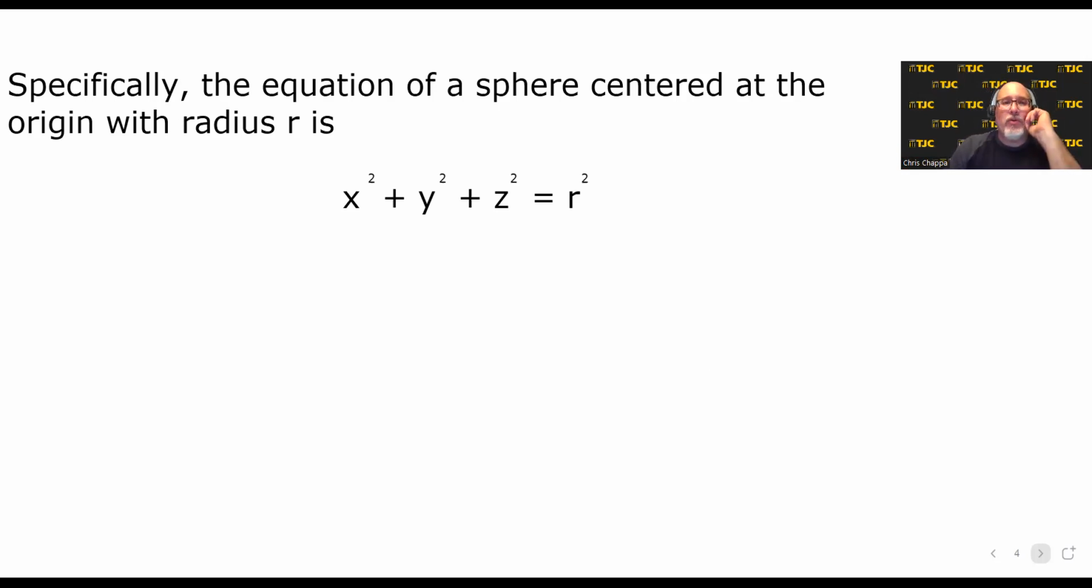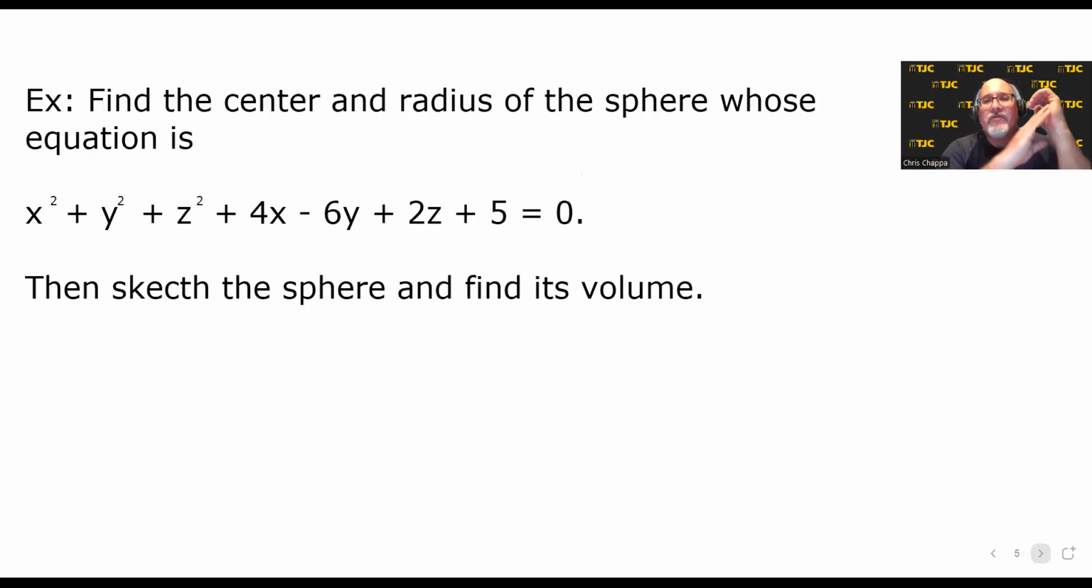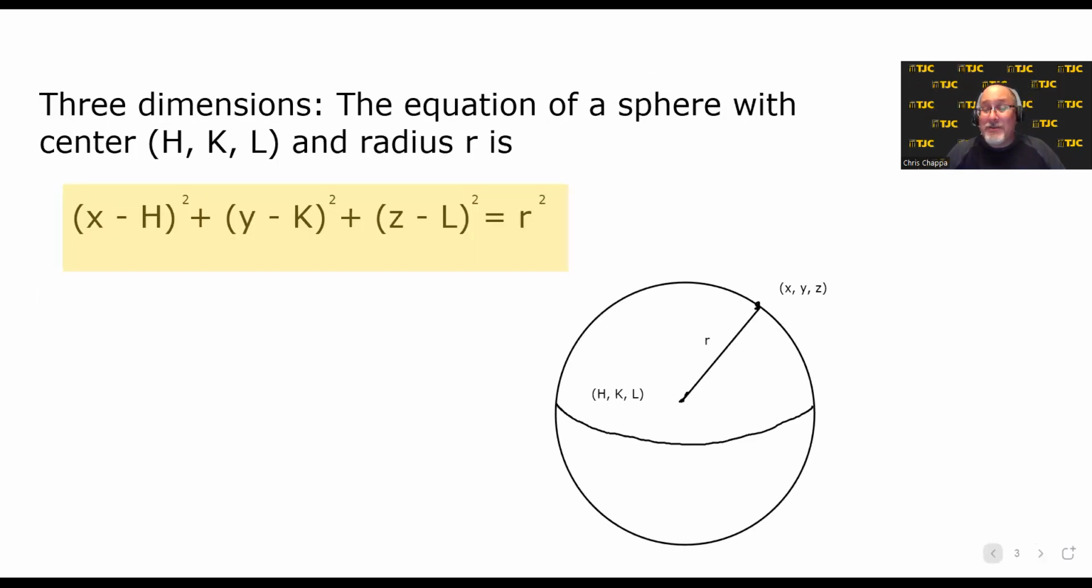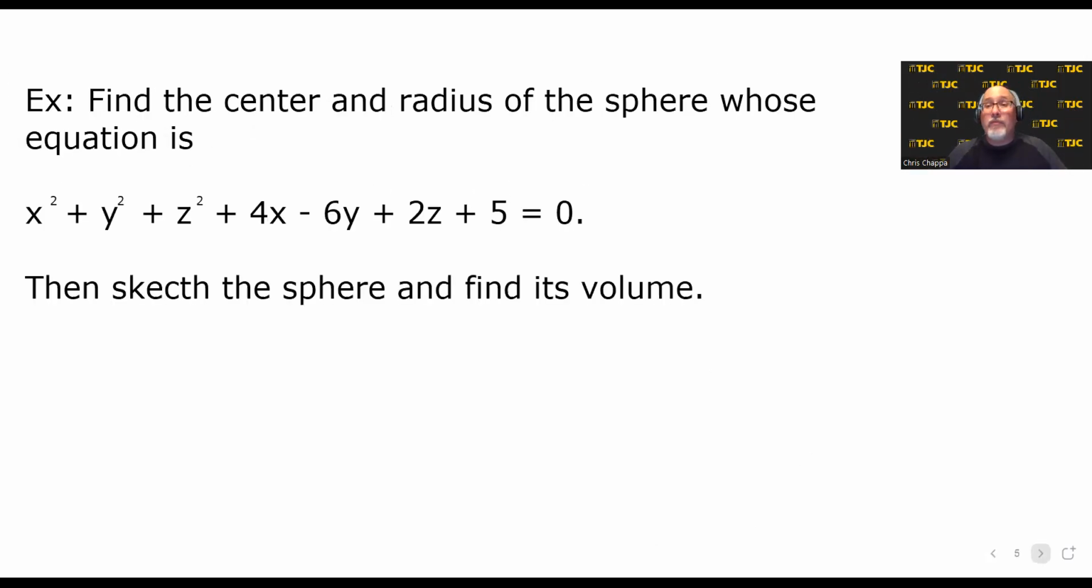Now let's get to an example. Find the center and the radius of a sphere whose equation is x squared plus y squared plus z squared plus 4x minus 6y plus 2z plus 5 is equal to 0. It's like, whoa, what's going on here? All you've shown me is this, and you're asking me to do that. Well, yeah, big deal. In theory, this is a skill that you've seen before, but may not have practiced in a while, so we're going to go over it.